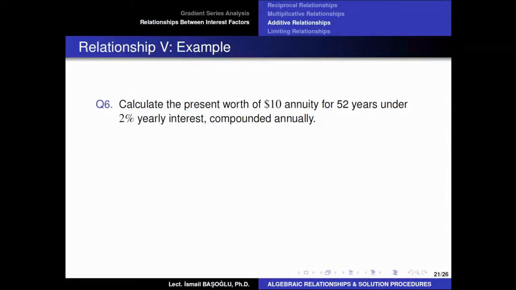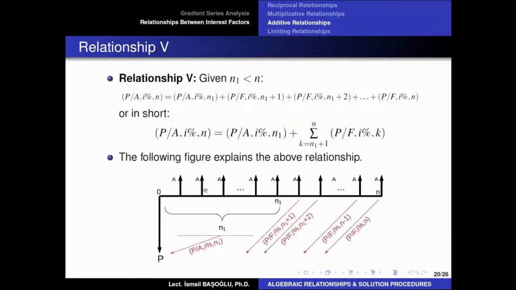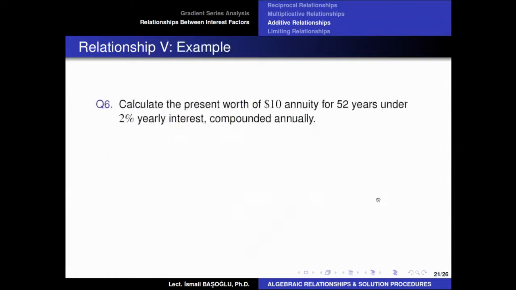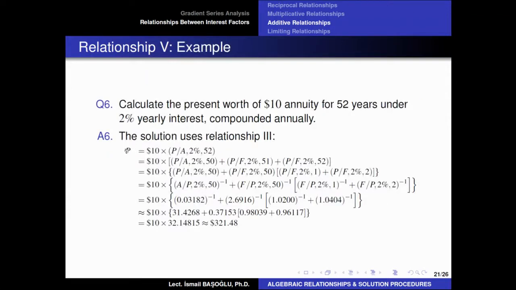Now again, we can practice this in this question, and we can calculate the present worth of $10 annuity for 52 years under 2% yearly interest, compounded annually. So if you go back to this cash flow diagram, we have 52 years, and the installment size at each year is $10. For 52 years, we would like to withdraw $10 at the end of each year, and the interest rate corresponding to that savings account is 2%. Now, our objective is to calculate the present value of a uniform series of $10 at the end of each year.